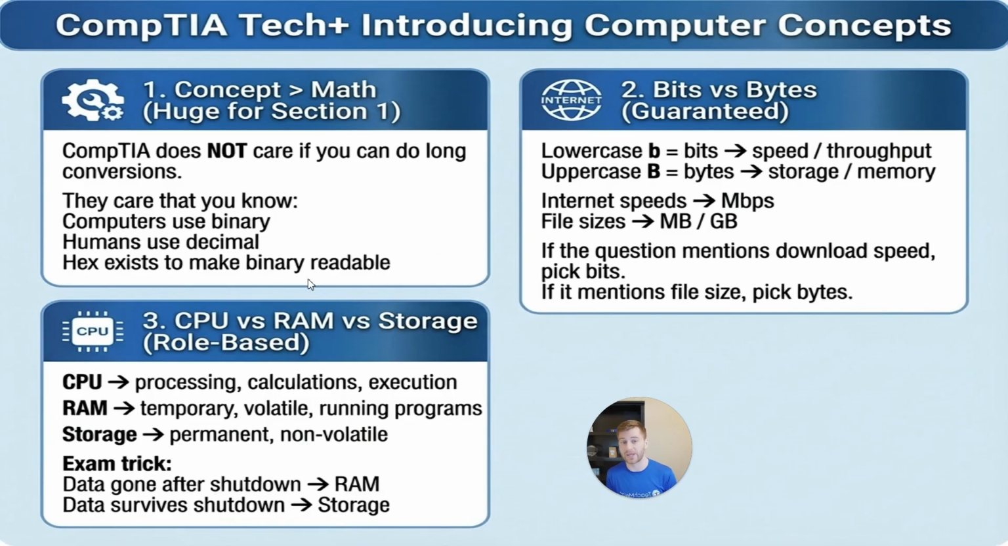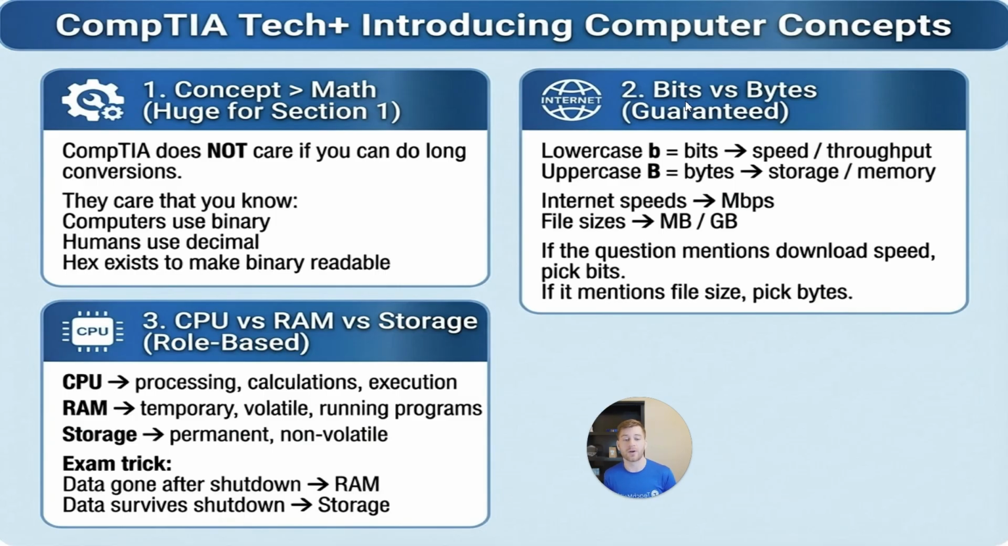Hexadecimal exists to make binary readable, and overall, everything that we covered, you need to understand just that computers use binary, humans use decimal, and there needs to be a conversion in order for computers to understand through their zeros and ones, and in order for us to understand how the computers are thinking or processing.